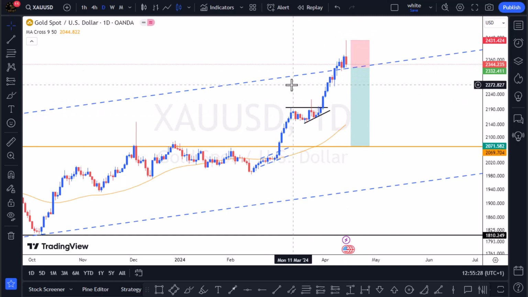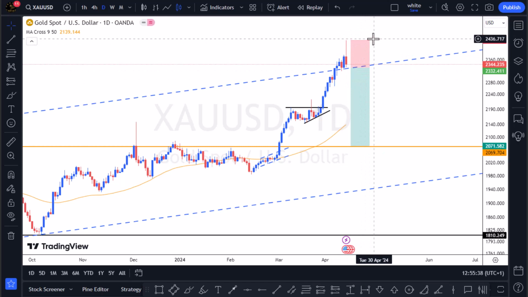I'm going to be patiently waiting for each daily candlestick of price to see if I can get a strong bearish signal, or maybe the trend will still continue in an upward direction.